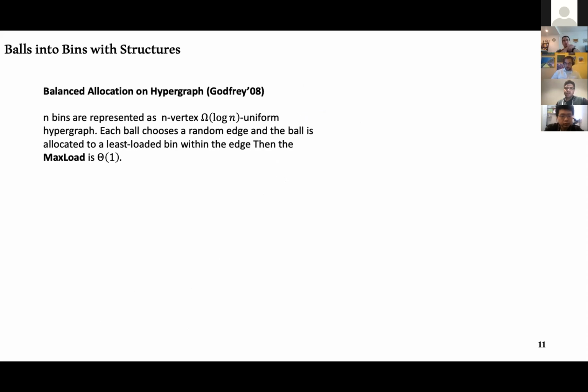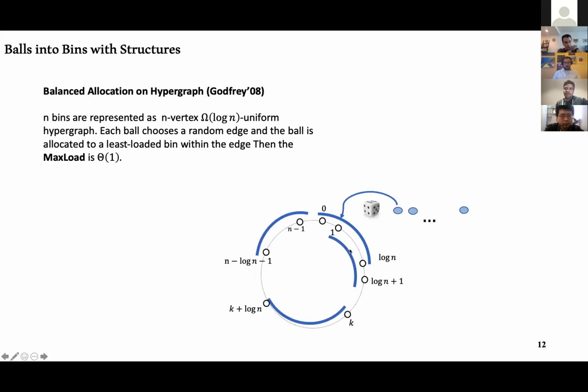The second main result is about balanced allocation on hypergraphs. In this result, they assume that there is an underlying hypergraph structure for the bins, and over time a hypergraph is exposed to the system, and then the ball picks a random hyperedge from the hypergraph, and is allocated to one of the bins with minimum load within the hyperedge. For example, to see an example of a hypergraph, assume that we have n bins organized as an n-cycle, and each hyperedge here is a path of length log n. We have sequential balls, and balls come and choose a path of length log n uniformly at random, and then the ball goes to the bin with minimum load.